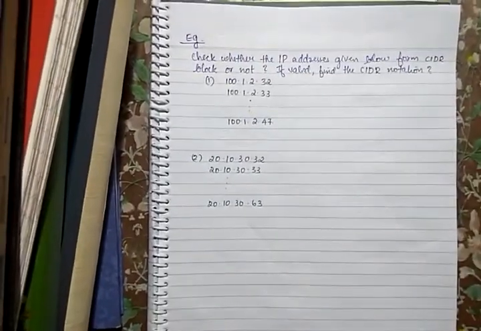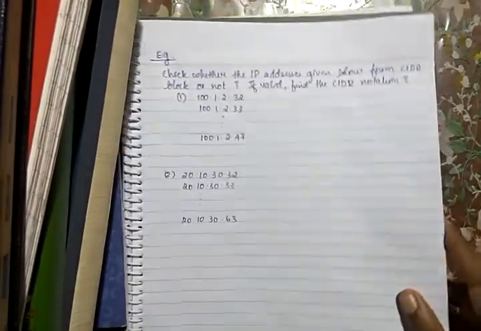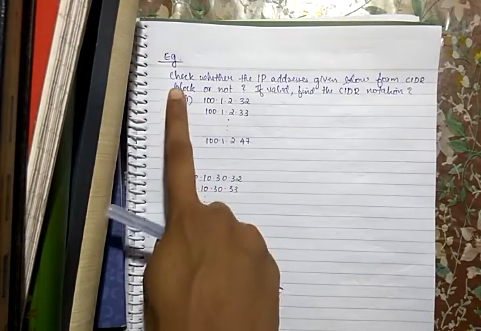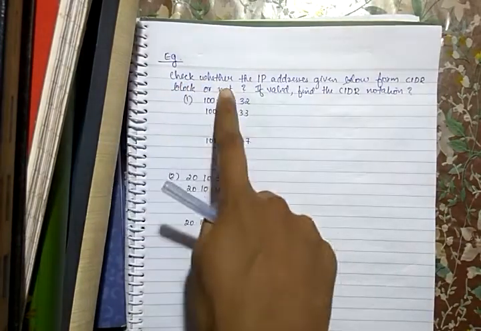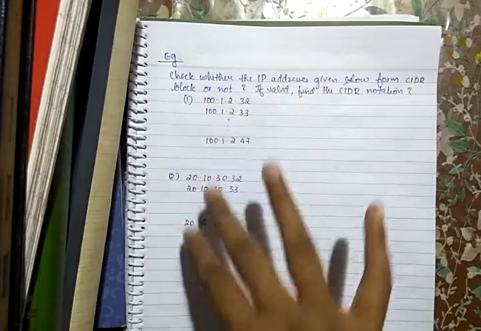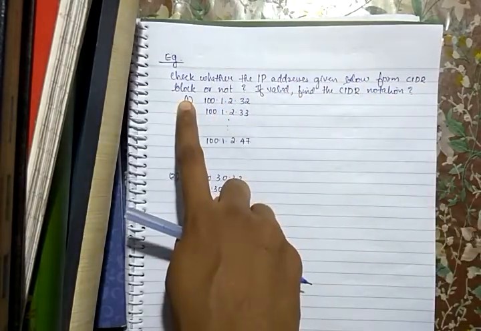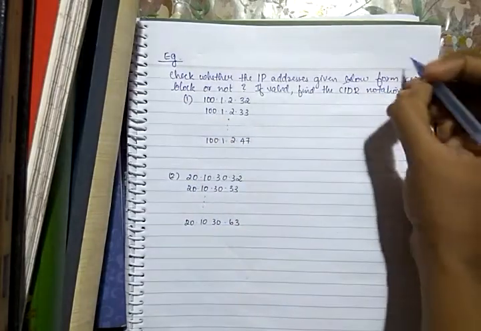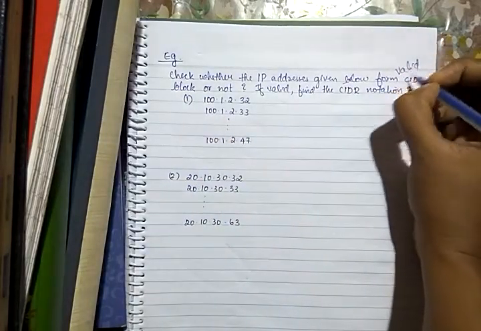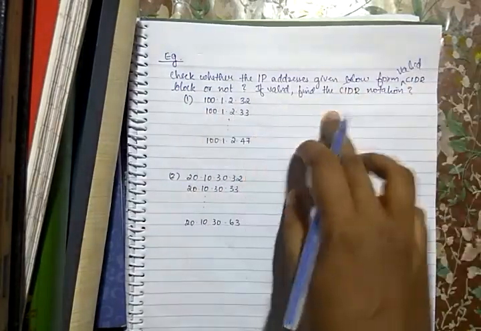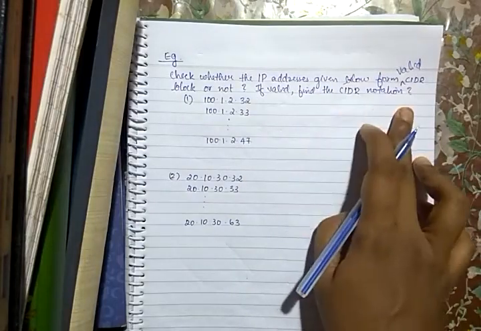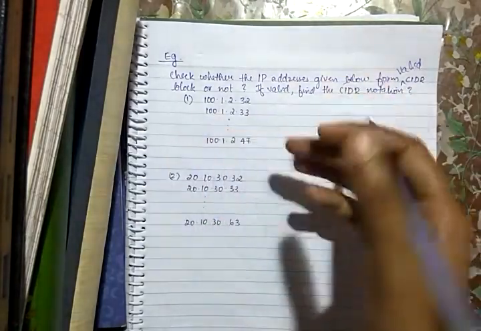Now let's see an example for the CIDR concept. So I'm having a problem here. Check whether the IP addresses given below, two sets of IP addresses are given, form a valid CIDR block or not. Let me write, whether it is a valid CIDR block or not. If it is valid, find the corresponding CIDR notation. So that is how I framed the question.